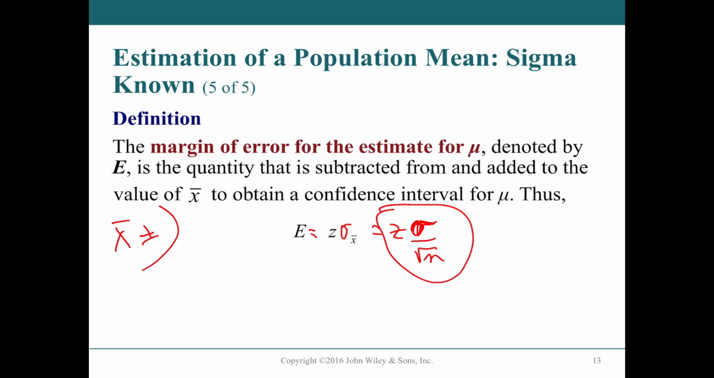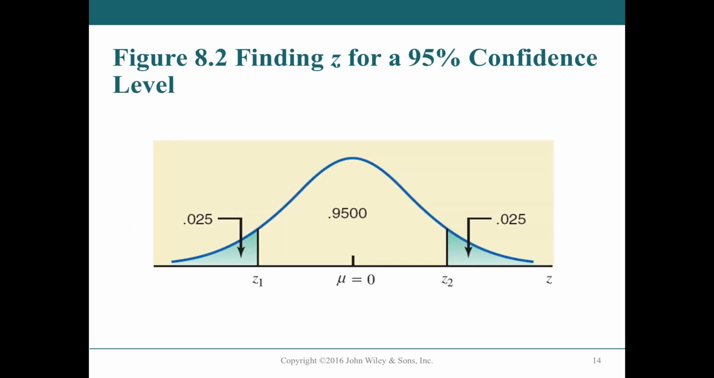That was off to the side. The margin of error is what follows it, this term here, or the briefer term if you prefer. That's the quantity that's subtracted from and added to the value of X bar to obtain the confidence interval. You start with the point estimate X bar, and then you fan it out by putting in that margin of error. That gives you an interval, which you're confident in, a certain level of confidence.